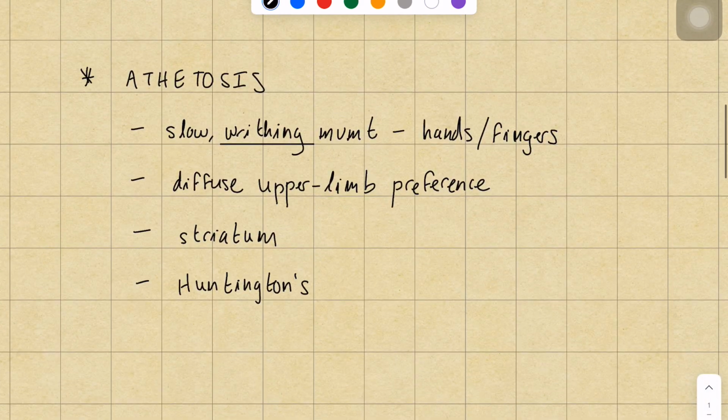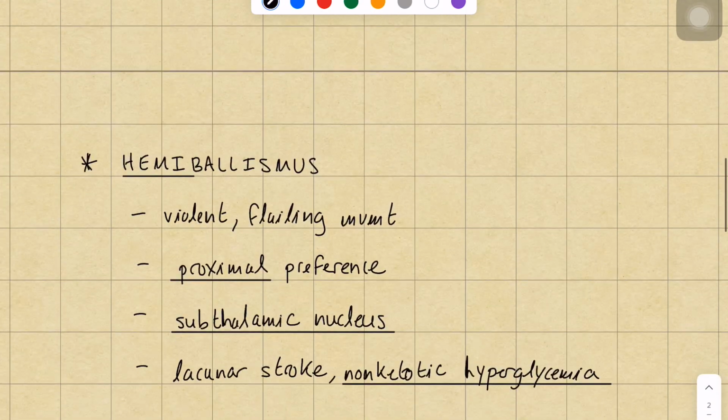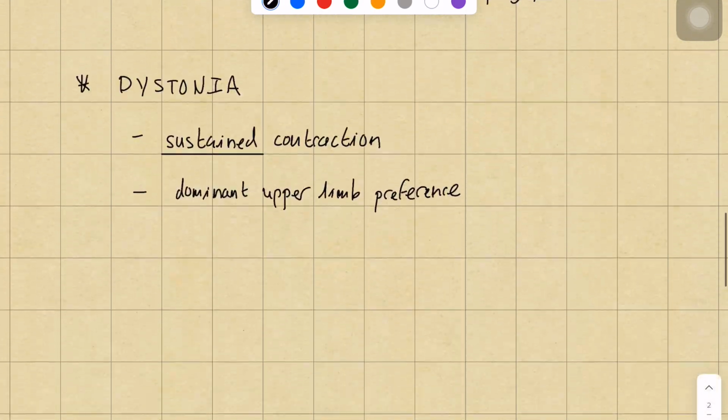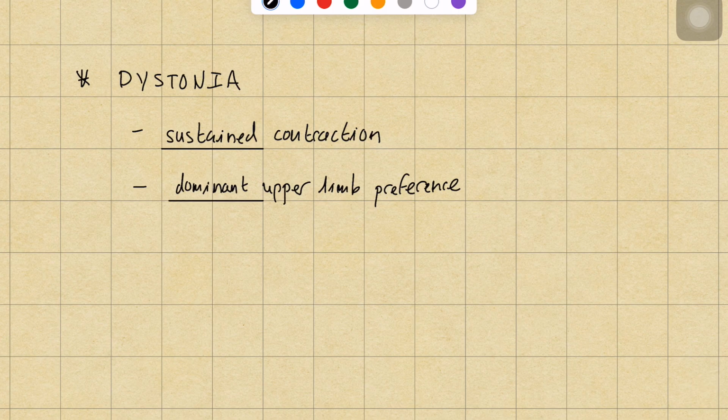Remember that athetosis is a diffuse upper limb presentation, right? So it'll affect both arms and hands at the same time, and not necessarily equally or symmetrically, but it won't show a preference, versus dystonia, which shows a preference for the dominant upper limb, specifically your dominant arm/hand, the one that you write with. A common form of dystonia is writer's cramp that you might get from writing excessively with a pen or pencil. And so clearly that shows a dominant upper limb preference for dystonia.